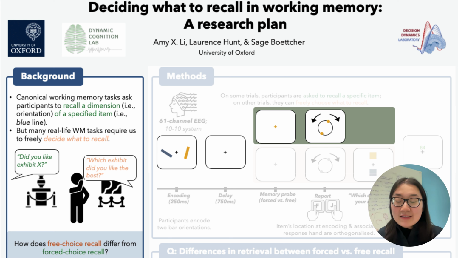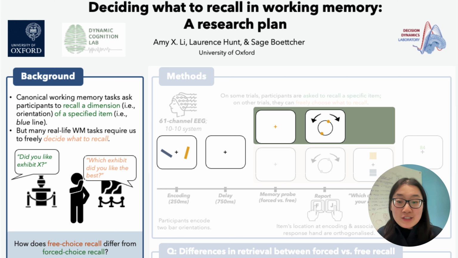So while these tasks have helped reveal much about working memory, one aspect that's missing from these is that many real-life instances of working memory use require us to freely decide what to recall. So as opposed to, for example, say after you've been to a museum, asking you, did you like Exhibit X, which is essentially asking you to recall the value of the specific thing that you saw. An example of freely deciding what to recall in this scenario would be instead asking you, which exhibit did you like the best? Or tell me about which exhibit you liked.